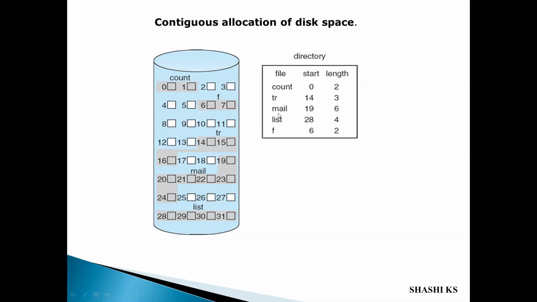Similarly, take the file called mail. The starting disk block address is 19 and its length is 6. So starting from 19, 6 blocks will be allocated for the file called mail: 1, 2, 3, 4, 5, and 6. Starting from 19 till 24, 6 consecutive disk blocks will be allocated for the file called mail. So that is how files will be allocated.